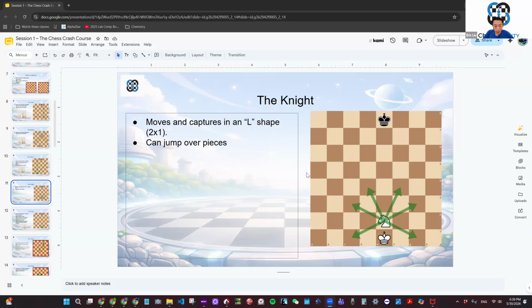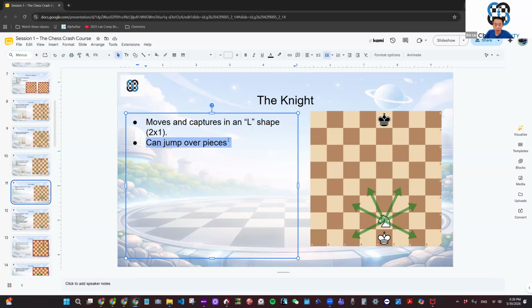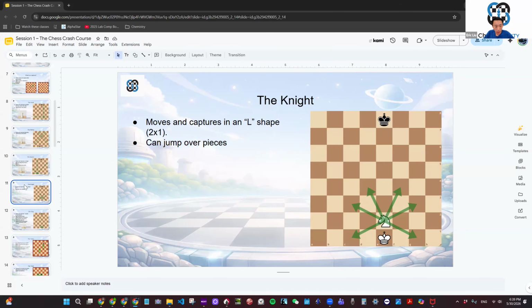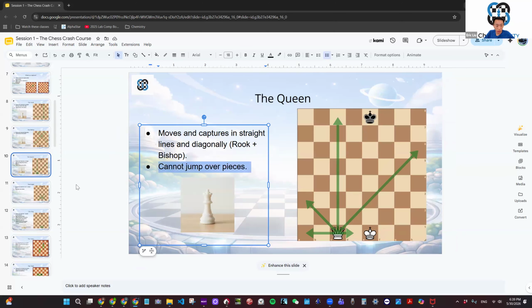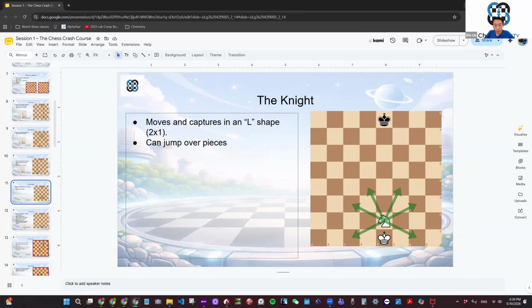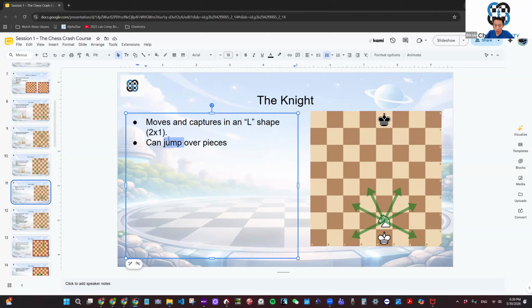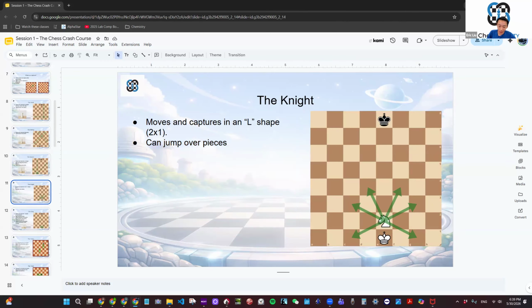And here's why the knight is the trickiest. The knight can jump over pieces. It's the only piece that can jump over pieces. Even the queen, the most powerful piece, cannot jump over pieces, but the knight can. That's what makes the knight super tricky. So whenever your opponent has a knight, you have to watch out a little bit.